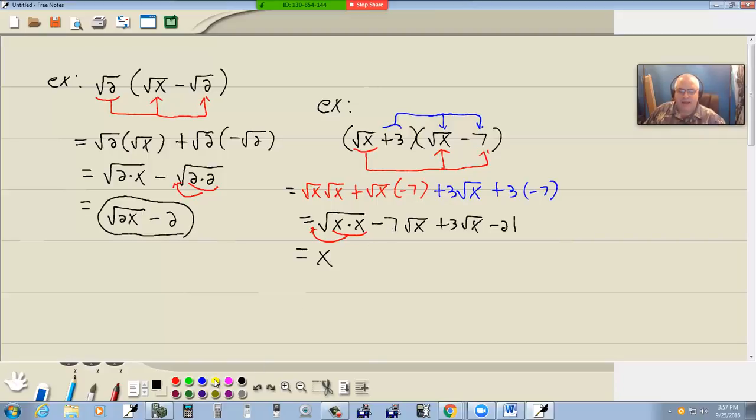Now, if you're combining like items, whatever they might be, as long as whatever you're working with is exactly the same except for the numbers out in front. I mean, they can be the same, but they don't have to be. So here we have square root of x, and here we have square root of x. Then you add or subtract the numbers that are out in front. Negative 7 plus 3 is negative 4, square root of x, minus 21. And that would be your answer.